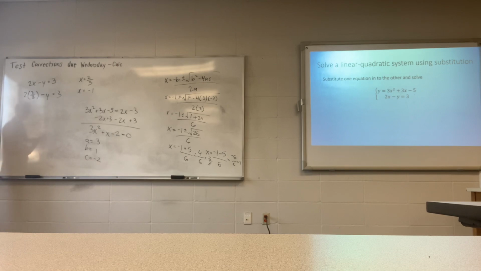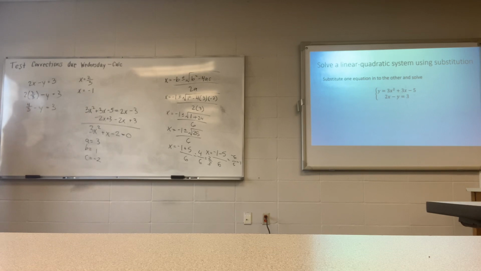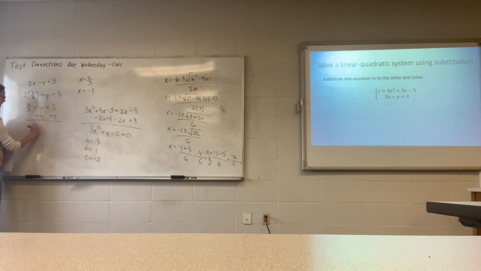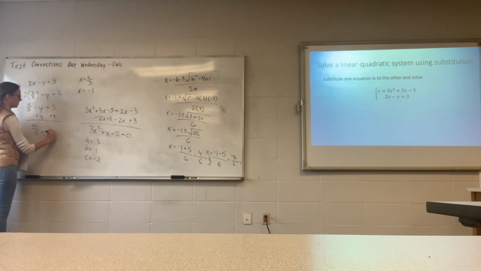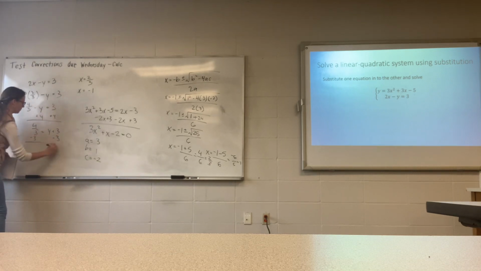So Megan, how would I do that? You would do 2 times 2/3, which gives me 4/3 or 1 1/3. And then you would add the y to the other side. So I have 4/3 is equal to y plus 3, and then subtract the 3. Okay, so what does that give me? So if this was 1 1/3.